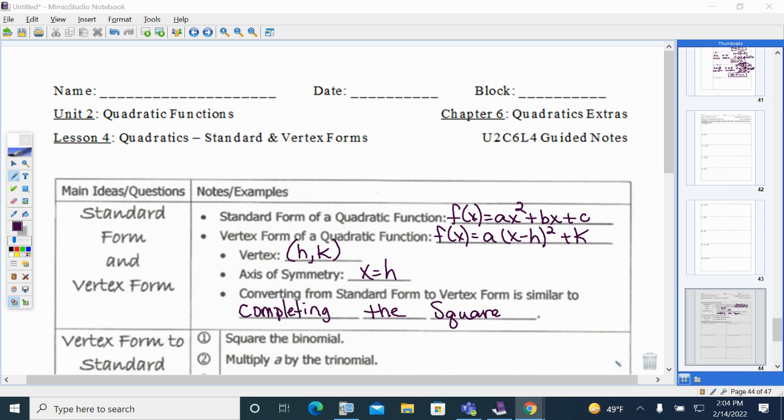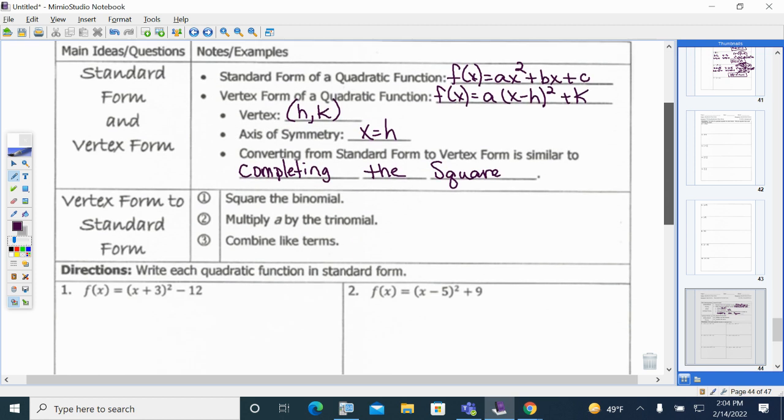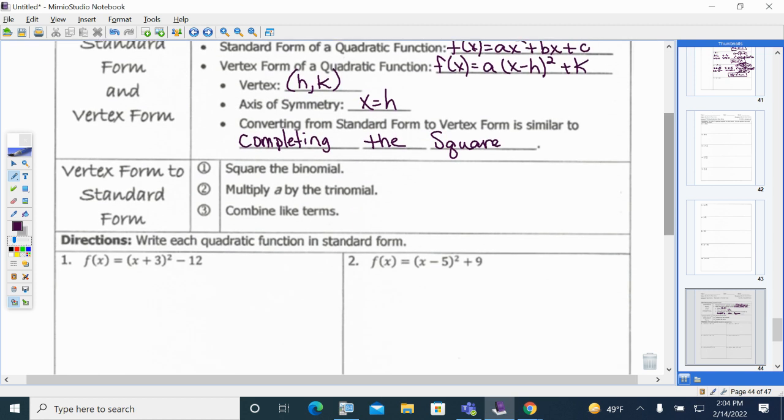When we're converting from standard form to vertex form, it is similar to completing the square, but not exactly. Vertex form to standard form is basically order of operations. Number 1 says to square the binomial. Number 2 says to multiply a by the trinomial and then combine your like terms. If you remember order of operations, that's what this is going to be like.